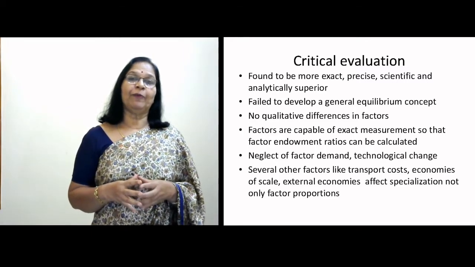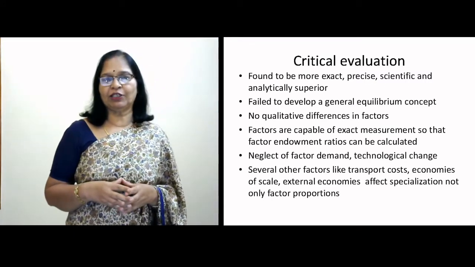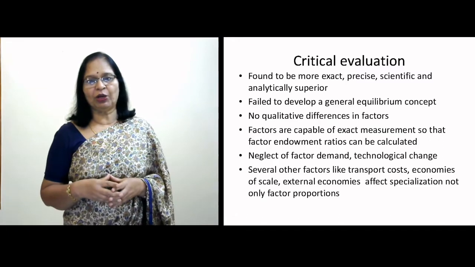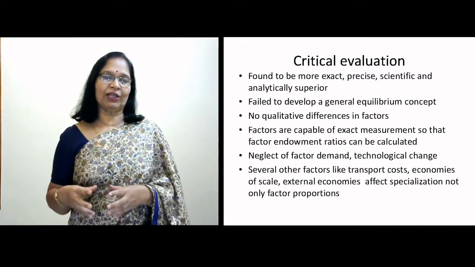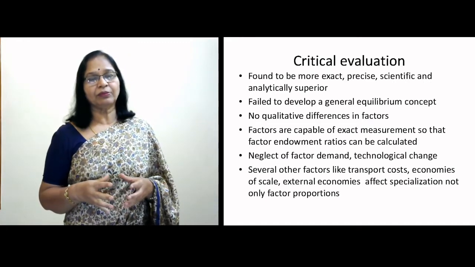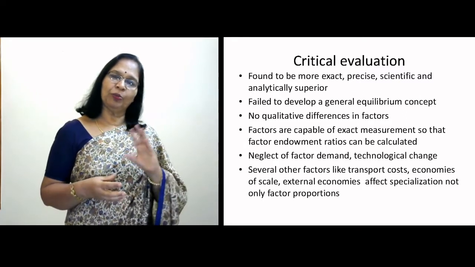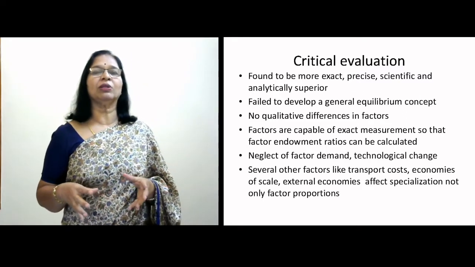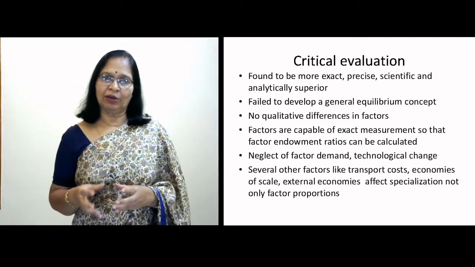It also ignores the qualitative differences of the factors of production. It has failed to look into how to measure these factors of production. So these are some of the criticisms that are available. Nevertheless, this Heckscher Ohlin model is considered to be superior to the Ricardian model because it is able to examine more ideas about this trade.